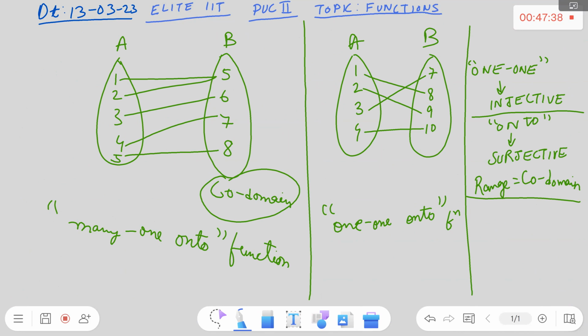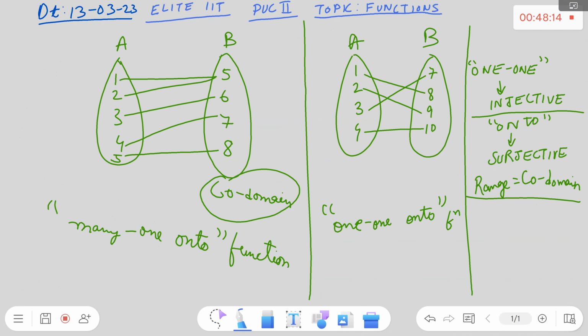Here you can see in onto that each and every element of codomain is an image, right? It is included. So what is the set of images? The entire codomain set. So doesn't the range become the codomain itself? Is anything left from the codomain? No. So in an onto function or a surjective function, range is equal to codomain. When range is equal to codomain, the function becomes surjective or onto. Okay, clear?